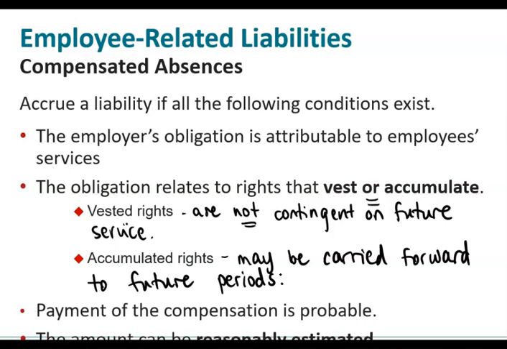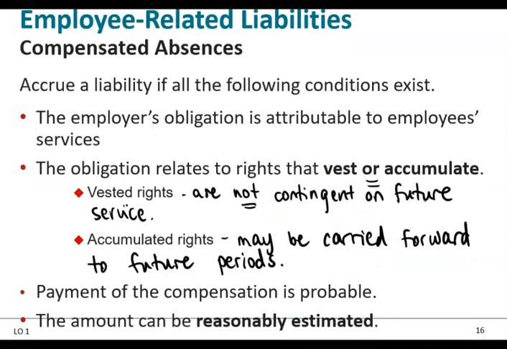If those rights were lost, if any sick days that aren't taken in the accounting period are lost, then of course there's no liability because there's nothing that can be used up in the future. So the obligation has to relate to rights that either vest or accumulate. Payment of the compensation must be probable. And lastly, the amount that the company is going to owe can be reasonably estimated.